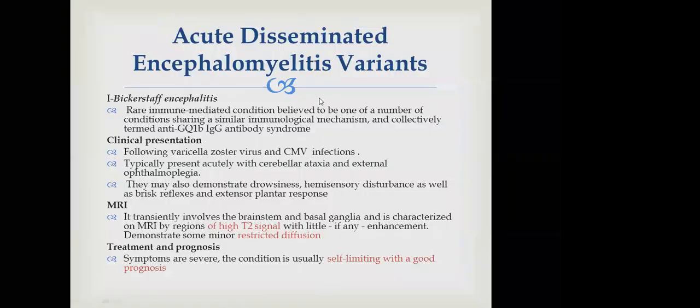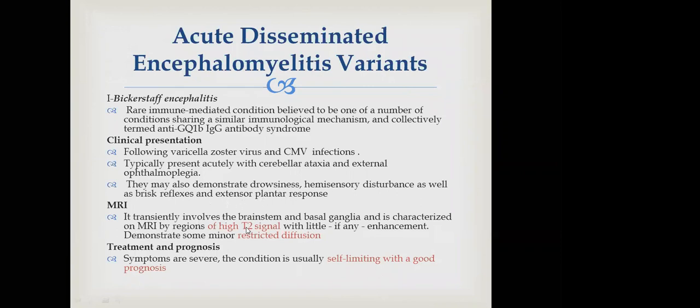Acute ADEM variants. There are two types of ADEM variants. The first is Bickerstaff encephalitis, a rare immune-mediated condition believed to be one of a number of conditions sharing a similar immunological mechanism, collectively termed anti-GQ1b IgG antibody syndrome. Clinically, it is usually preceded by varicella zoster or cytomegalovirus infection, and typically presents acutely with cerebellar ataxia and external ophthalmoplegia. They may also demonstrate drowsiness, hemisensory disturbance, as well as brisk reflexes and extensor plantar responses.